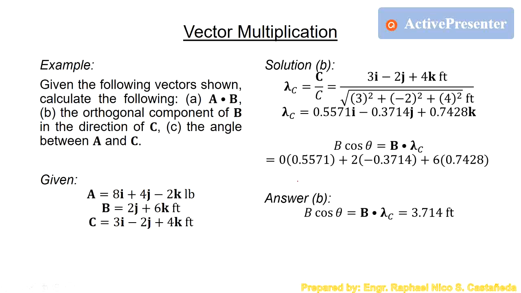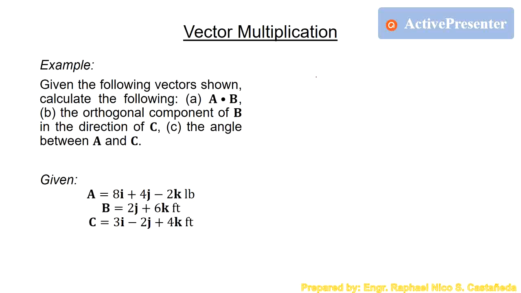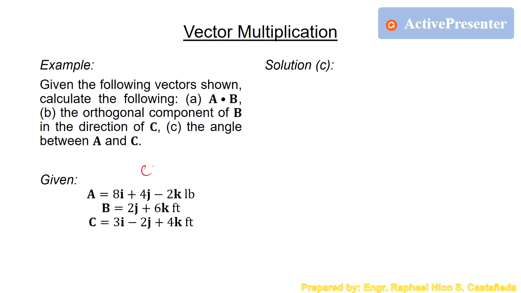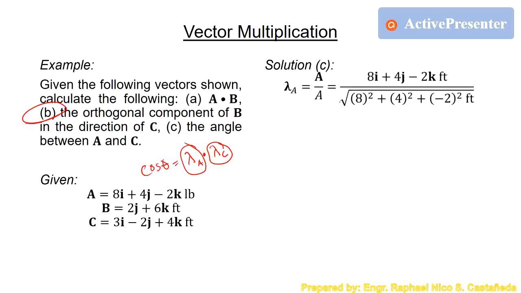Then for letter C, the angle between A and C. Since the formula is lambda A dot lambda C, we already have the unit vector of C from the previous solution in part B. So what we need is only the unit vector of direction A. This is the same formula, the vector divided by its magnitude. The vector is given as 8i plus 4j minus 2k divided by its magnitude. So what we will get is this unit vector.